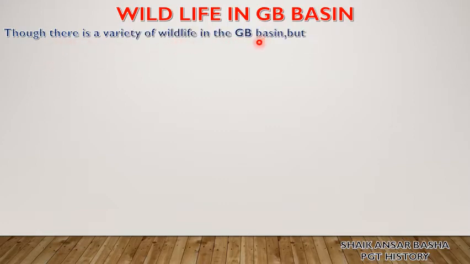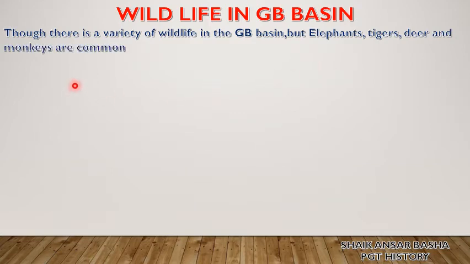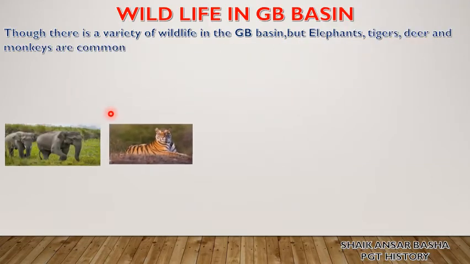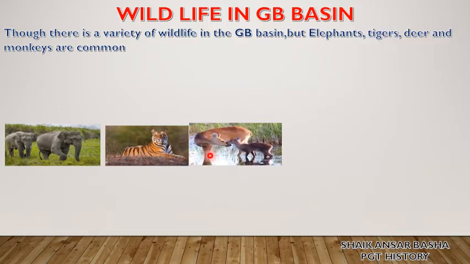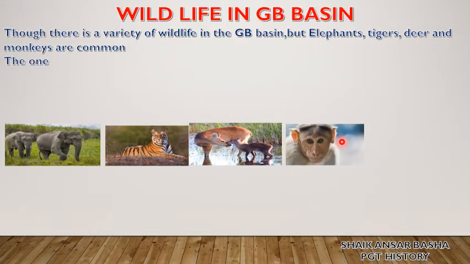And wildlife in the Ganga-Brahmaputra basin. What are the important animals found here? Though there is a variety of wildlife in the GB basin, elephants, tigers, deer and monkeys are common animals found here. These are elephants and tiger. This is deer, and monkeys are common.